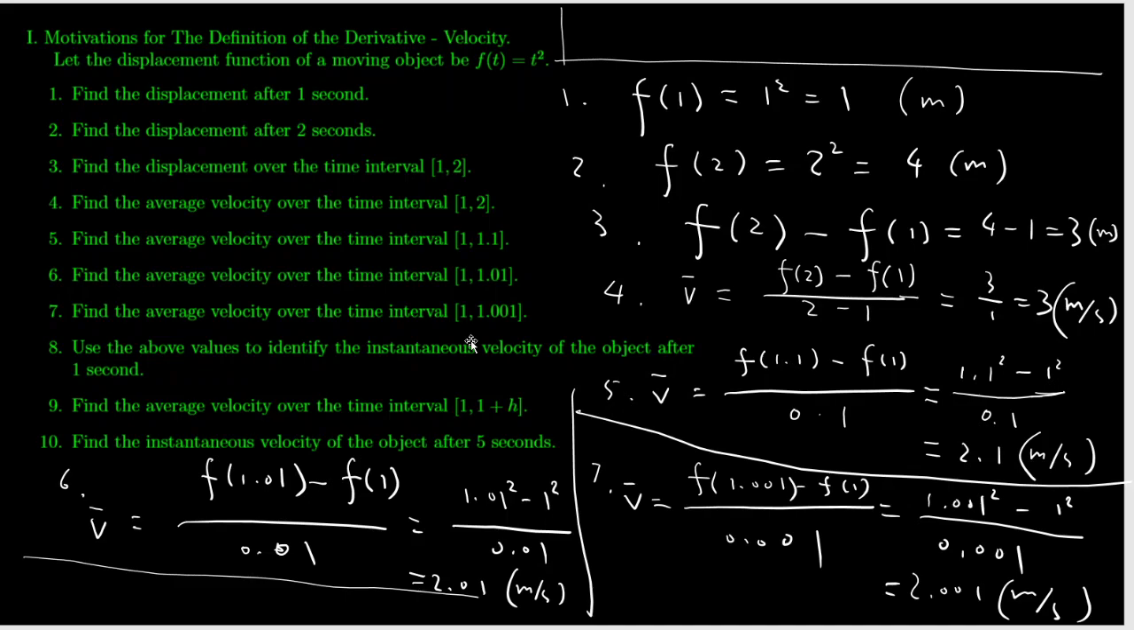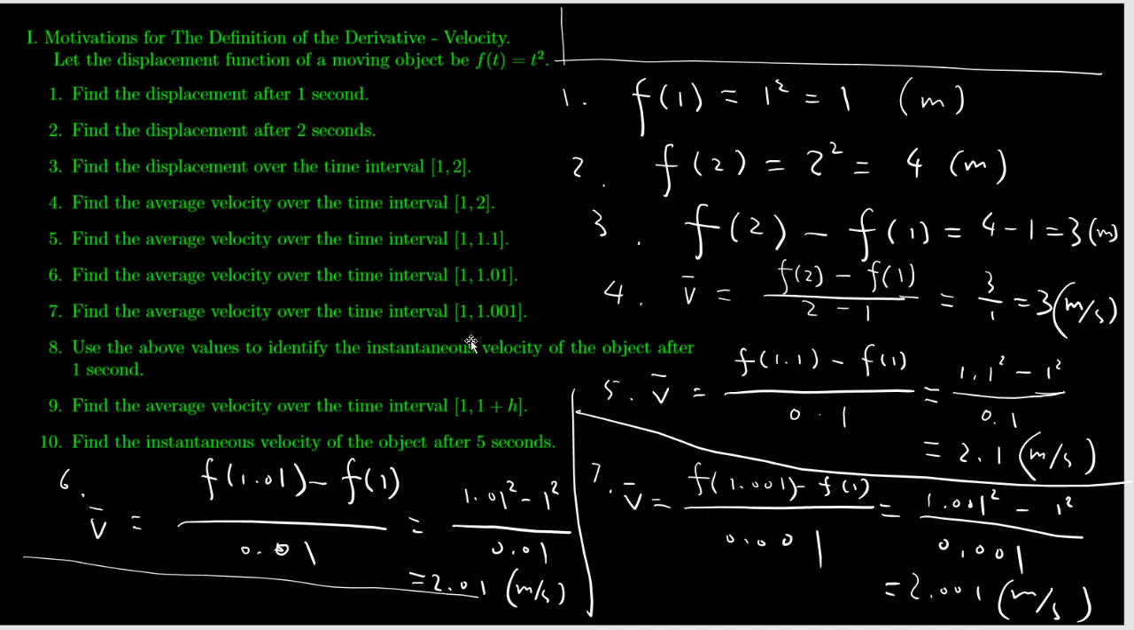Okay, now think about that. As the time interval gets shorter and shorter, eventually as the time interval gets very short, the average velocity gets closer and closer to 2 meters per second. Now think about the following. What is the meaning of 2 meters per second?